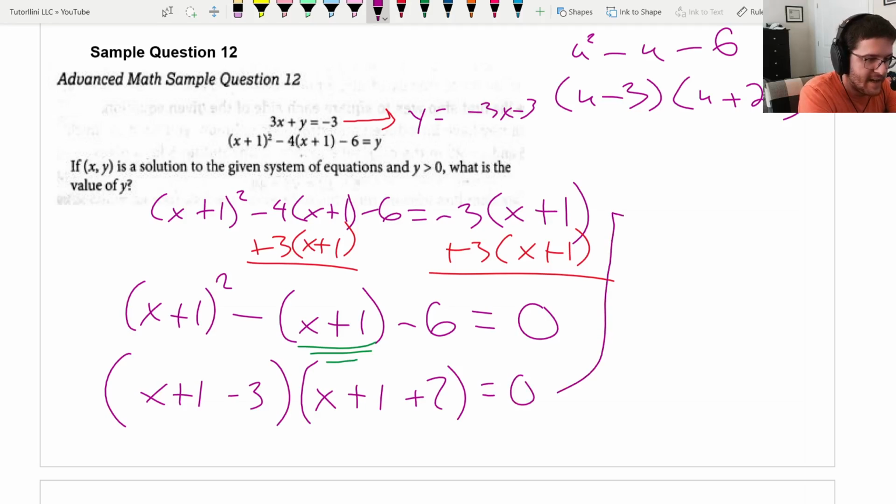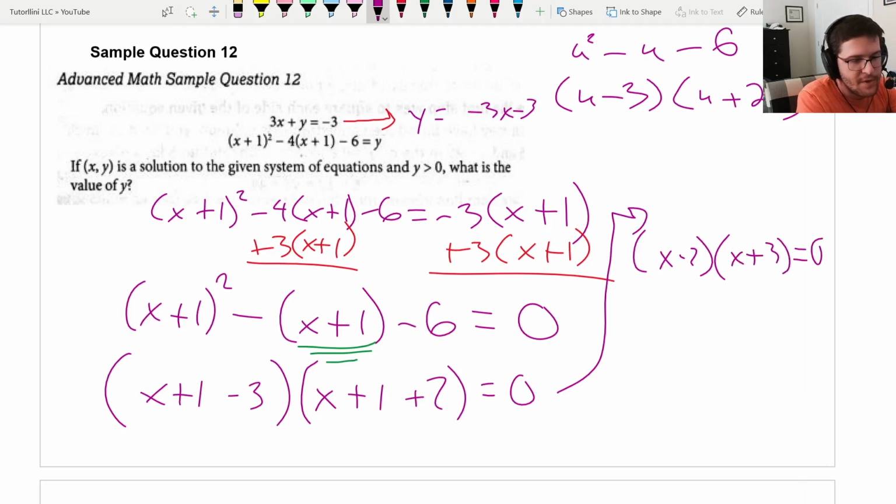And that becomes x plus 1 minus 3, that's x minus 2. And x plus 1 plus 2, so that's x plus 3. So if you do the zero product property, you should get x equals 2 and x equals negative 3. But you got to pay very close attention. The question's asking for y.